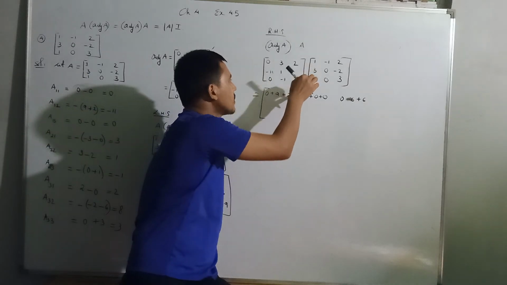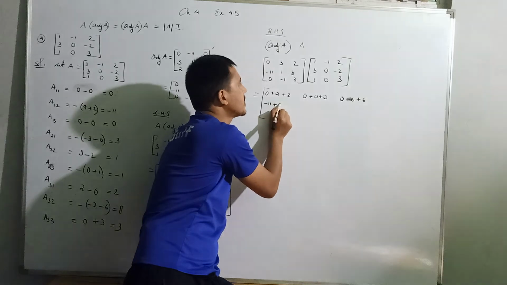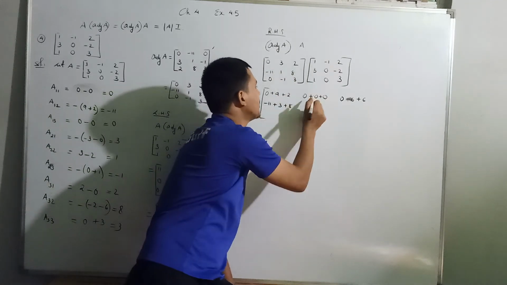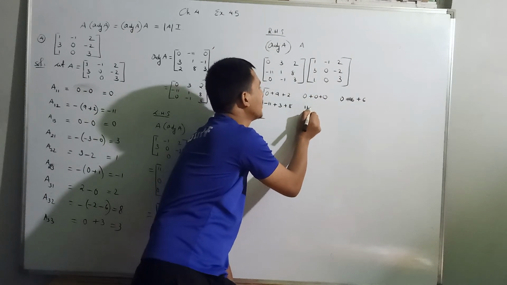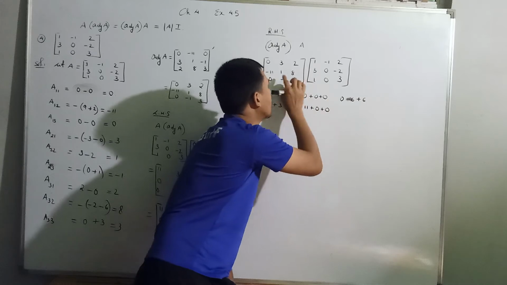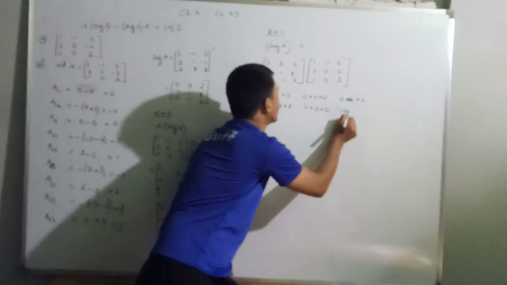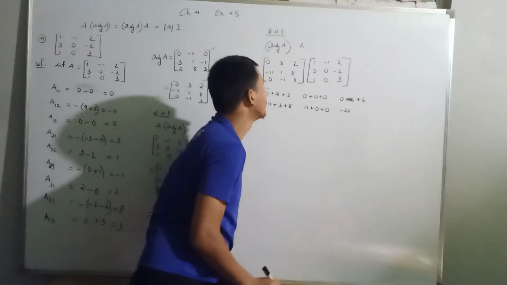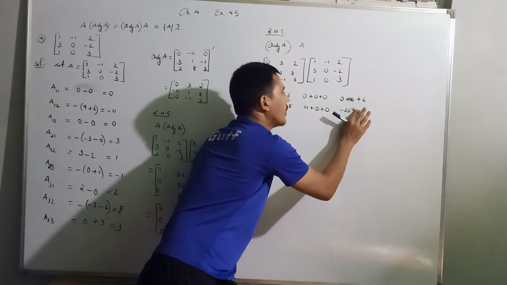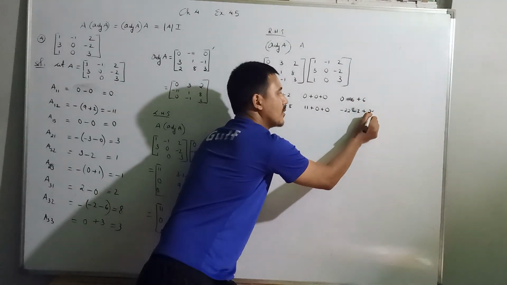Now second row with first column. Minus 11 into 1 is minus 11, plus 1 times 3 is 3, plus 8 times 1 is 8. Minus 11 into minus 1 is 11, plus 1 into 0 is 0, plus 8 into 0 is 0. Second row with third column. Minus 11 into 2 is minus 22. Plus 1 into minus 2 is minus 2, plus 8 times 3 is 24.